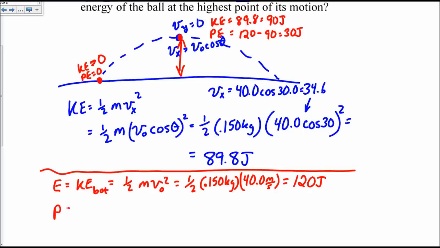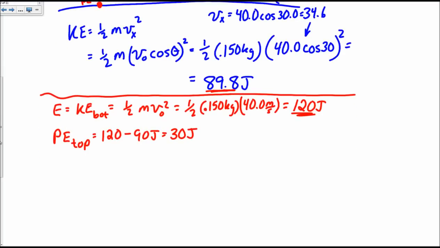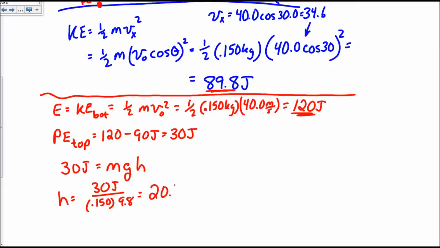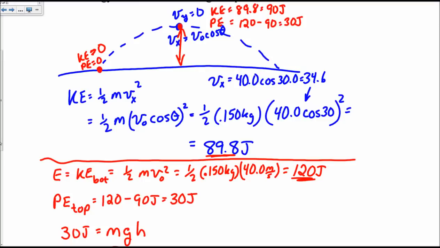All right, so I know the potential energy at the top, as I wrote it there, I'll just write it again, is 120, that's your total energy from here, minus 90 joules. That's your kinetic energy at the top. That means it has 30 joules of potential energy at the top. And then I say 30 joules is equal to m times g times h. So h is equal to 30 joules divided by mg, which gives me 20.4 meters. So that's the height. That's this distance, h.